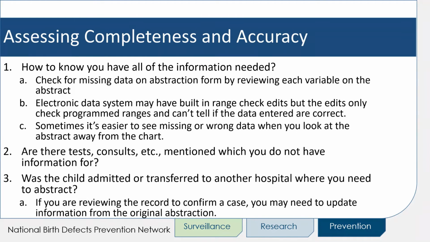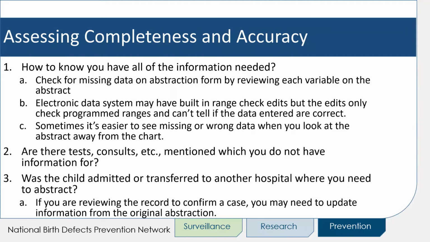Check for missing data on abstraction forms by reviewing each variable on the abstract. The electronic data system may have built-in range check edits, but these edits only check programmed ranges and cannot tell if the data entered are correct. Sometimes it is easier to see missing or erroneous data when you look at the abstract away from the chart.